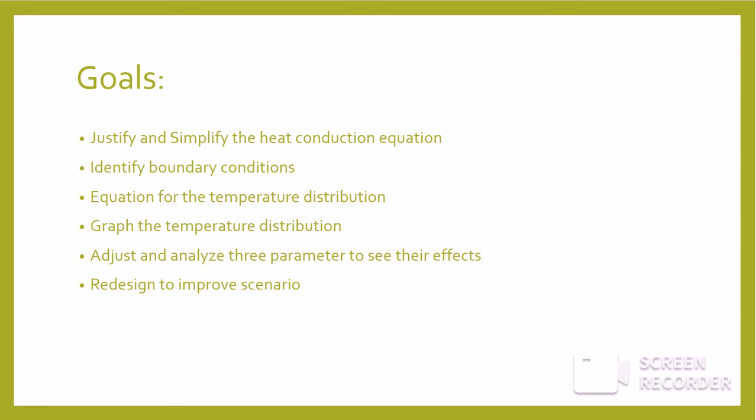I'm going to start out with some goals here that we have for this scenario problem. First, we're going to justify and simplify the heat conduction equation. Then we're going to identify some boundary conditions. Then we're going to make the equation for the temperature distribution. We're going to graph the temperature distribution as a function of Q dot. We're going to adjust and analyze 3 parameters to see their effects on the wire. Then we're going to make a little redesign, or what would be done as a redesign to improve this scenario.